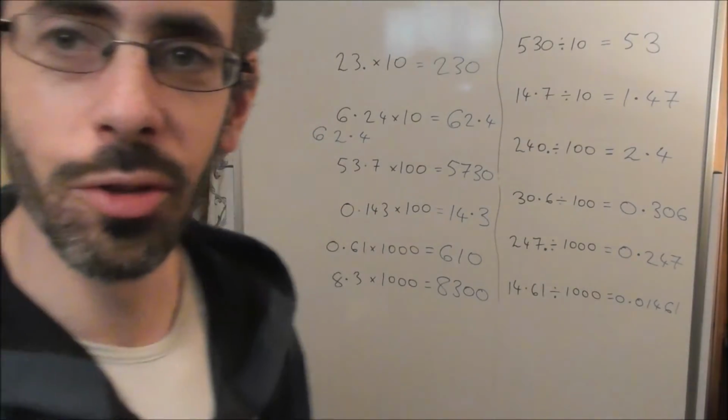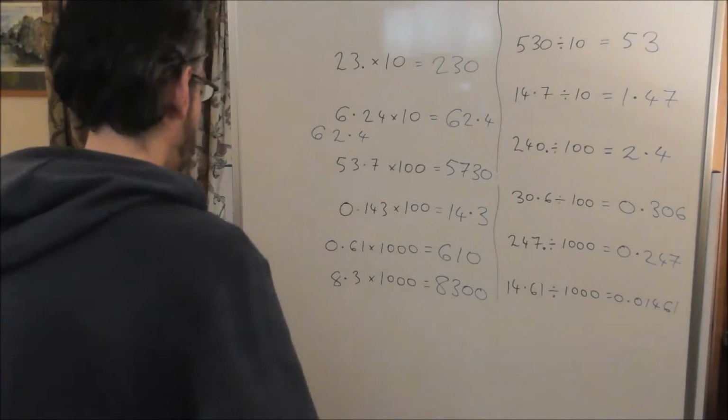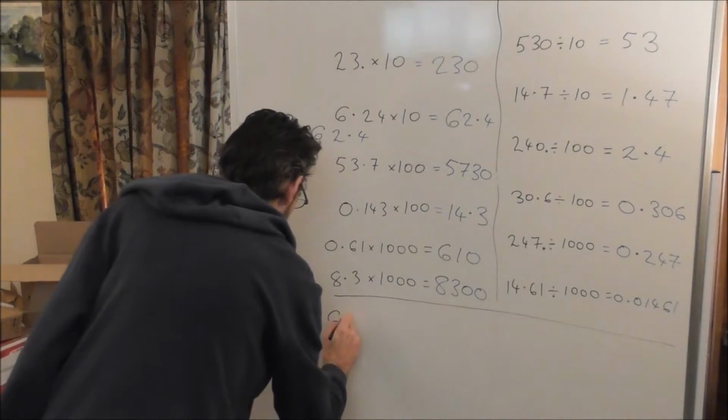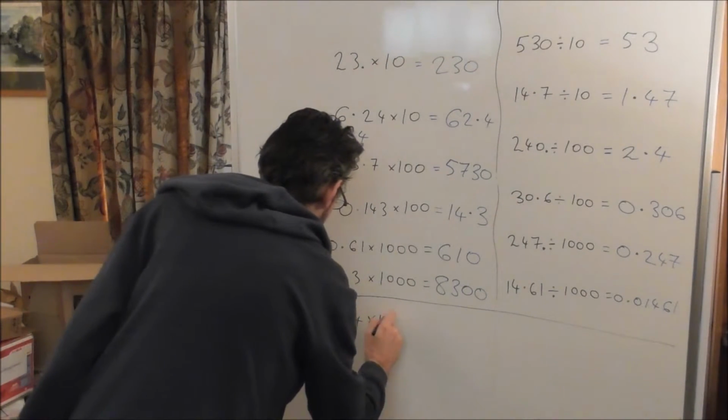Right, I'm just going to do 2 more to finish off, slightly different ones. Let's do just 1 multiplication and 1 division. 6.4 times 10,000.